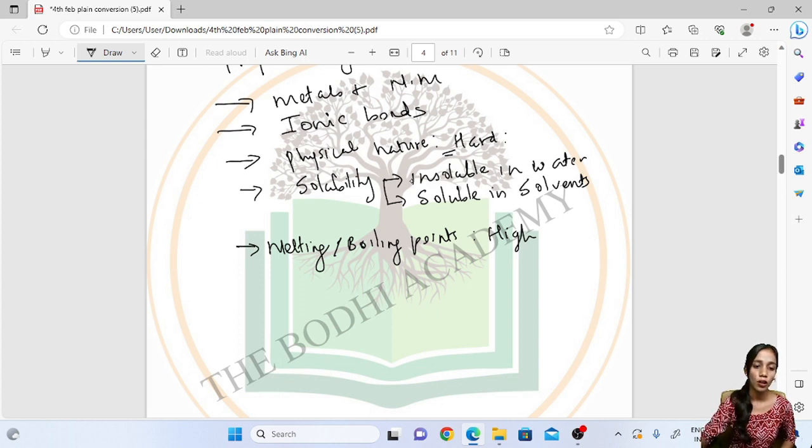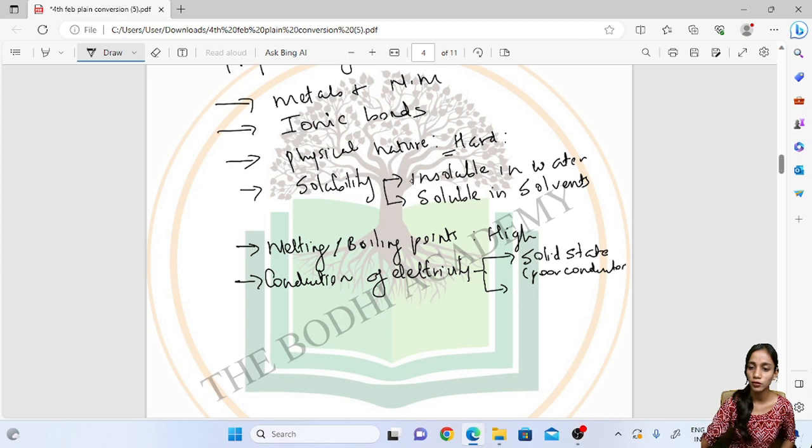Then the last property is the conduction of electricity. They are poor conductors of electricity in their solid state. They do not conduct electricity. Why do you think so? Because for conduction of electricity we need freely moving ions. We have studied this in the last chapter also, that freely moving ions are important for the conduction of electricity. But in the solid state, the ions are packed and bound with electrostatic forces of attraction, so they won't be able to conduct electricity.